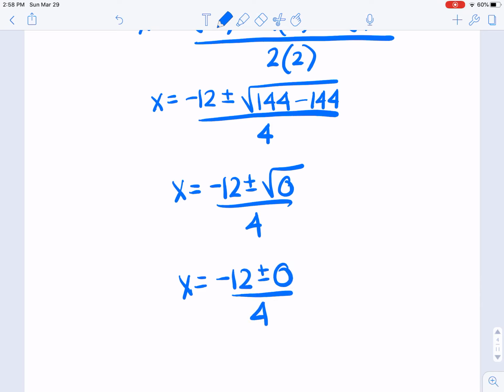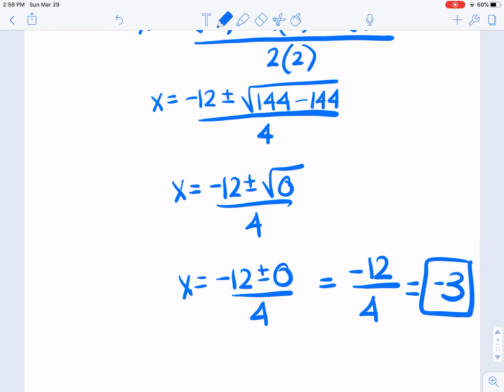Whether you add 0 or subtract 0, you're going to get the same exact answer. So this particular one is unique in the sense that what was underneath the square root sign was 0. So that basically went away, and in this circumstance, you will always end up with one answer.